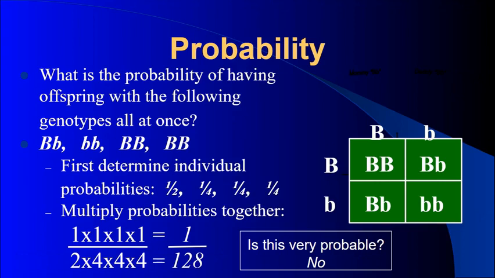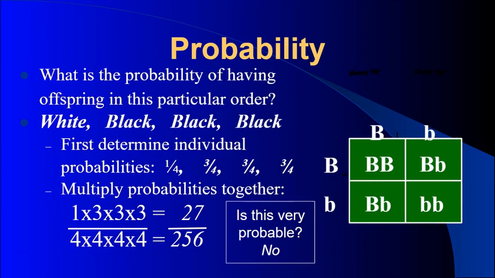Now, since we want them all at the same time, that means we multiply those probabilities together. If we multiply the top numbers, 1 times 1 times 1 times 1, that gives us 1. And if we multiply the bottom numbers, 2 times 4 times 4 times 4, gives us 128. So is it very probable to have four mice with those genotypes? No. 1 out of 128 is a pretty small probability.